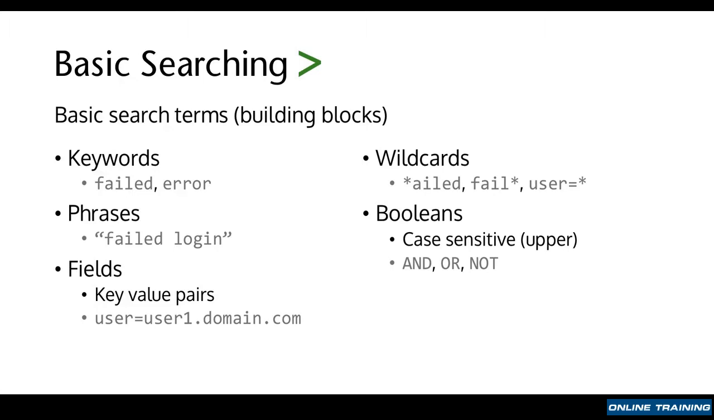Boolean operators in Splunk are and, or, and not, and they are case sensitive. An example of a Boolean operator in a search string might be if we wanted to find data about two specific users. We might say user equals user1, capital AND, user equals user2. Then Splunk would only bring us the events that have both of those users in them.